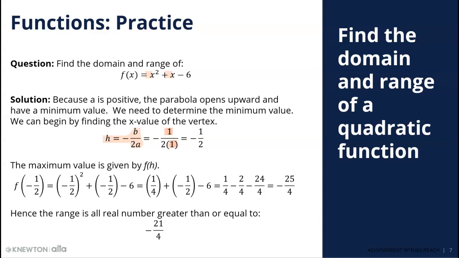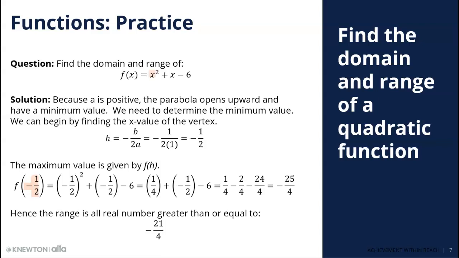So plugging in to our formula here, we have h, which is equal to negative 1/2. So take note, this h here is the x-coordinate of your vertex. So now you want to find the y-coordinate of your vertex. You can do so by plugging in the value for h to the given function. So we will evaluate the function at negative 1/2.